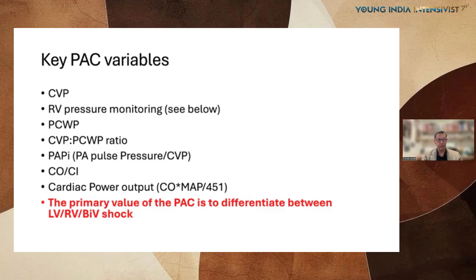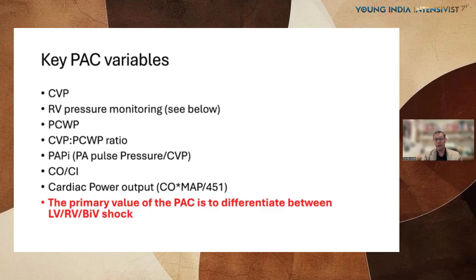Right, the PAPI is the PA pulsatility index. That's the PA pulse pressure divided by the CVP. The cardiac output and cardiac index are okay. There are many other ways you can get those. The PA catheter is not important for that, and the cardiac power output is useful. Again, the PA catheter is not essential to get a cardiac output.